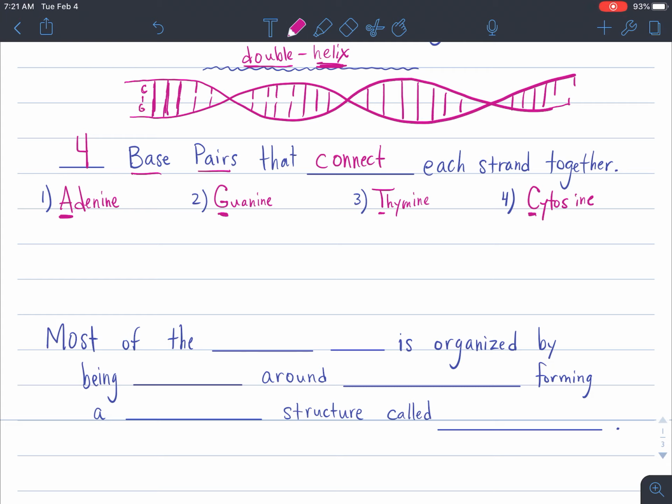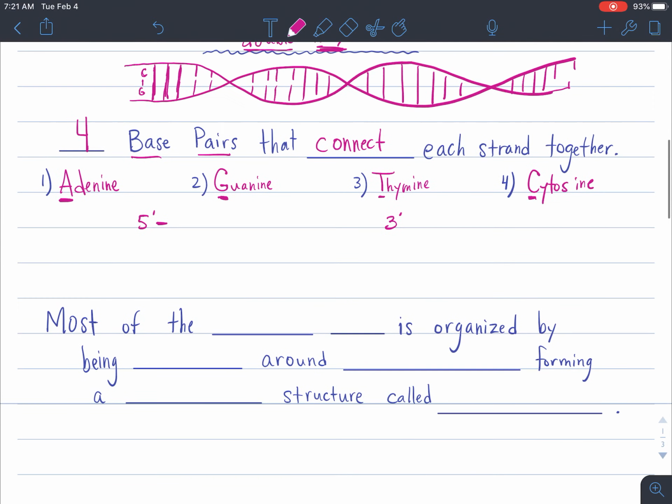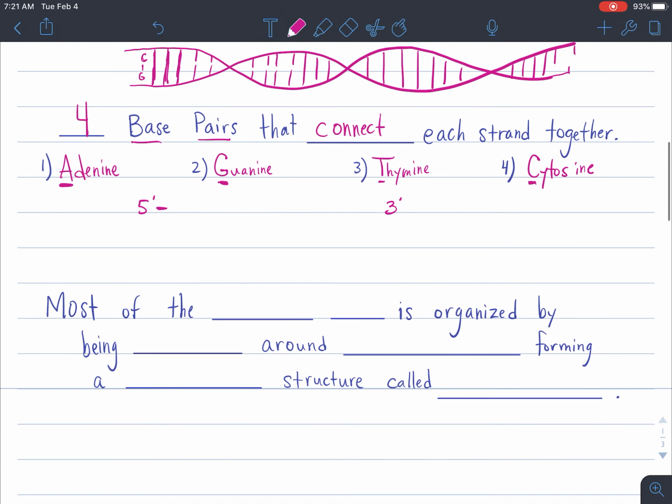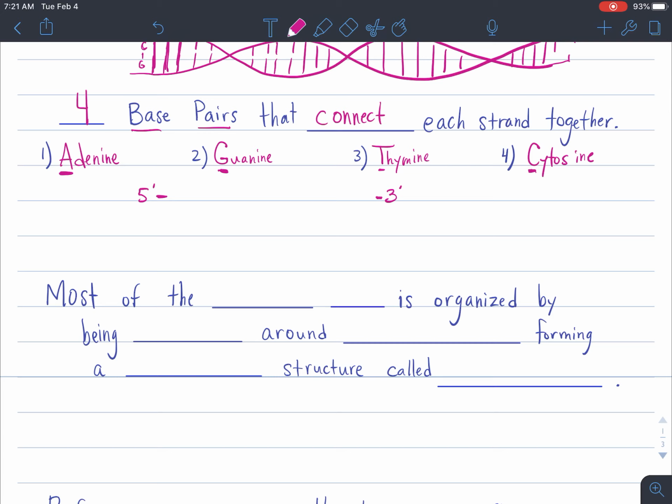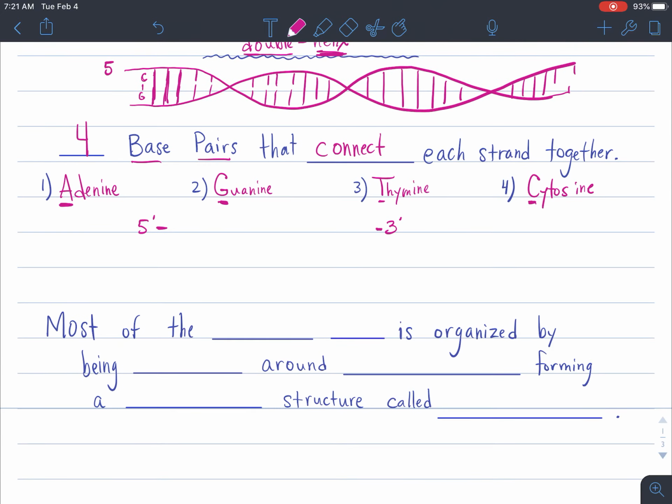So if we know one strand of DNA, I always like to draw 5', because when we look at a DNA molecule, we have to know how to read it. And the way that we read it is we read it from the 5' side to the 3' side. And so what that means is as we go from the 5' side of this molecule to the 3' side of the molecule, we're going to read those base pairs.